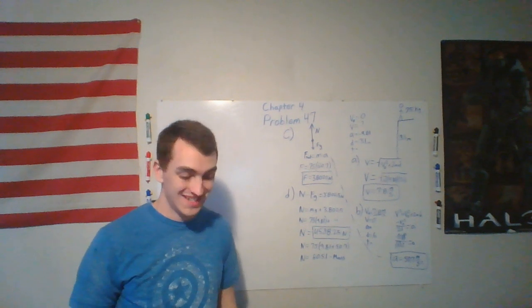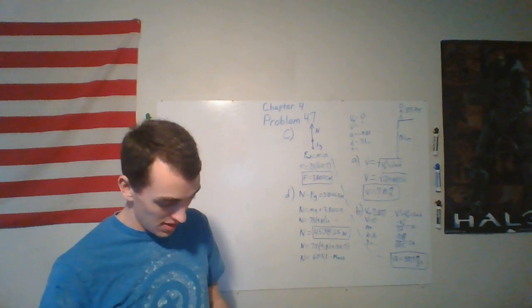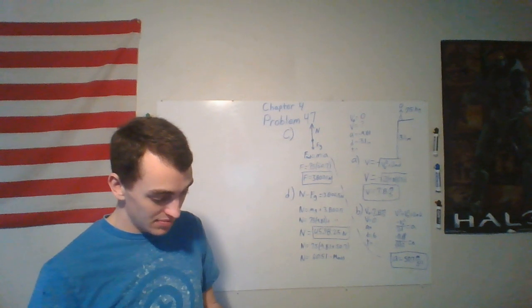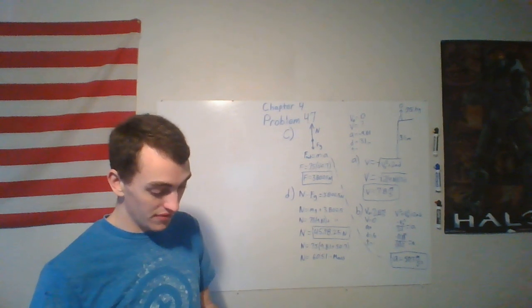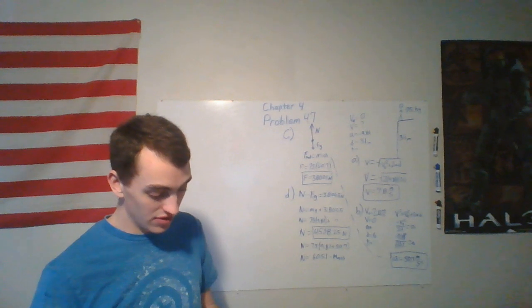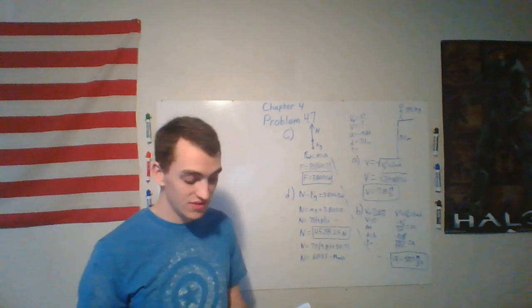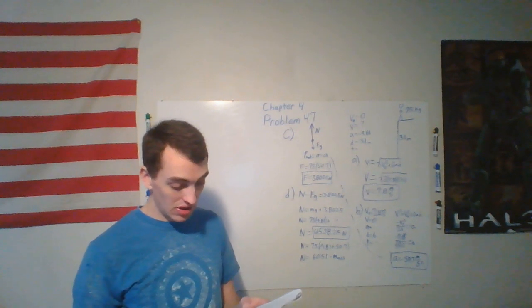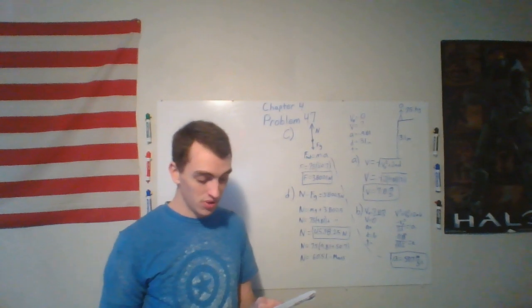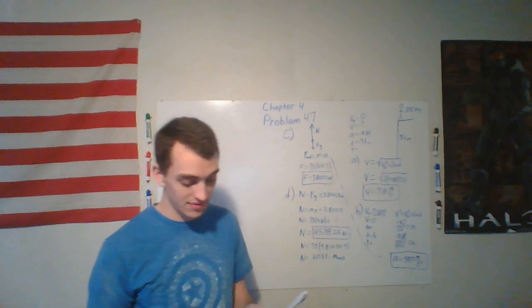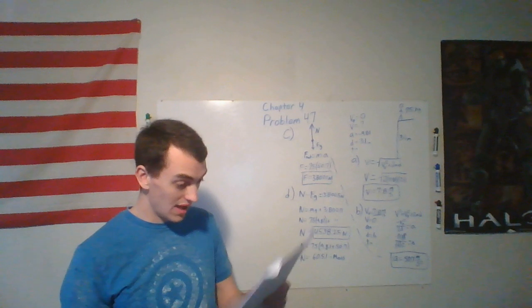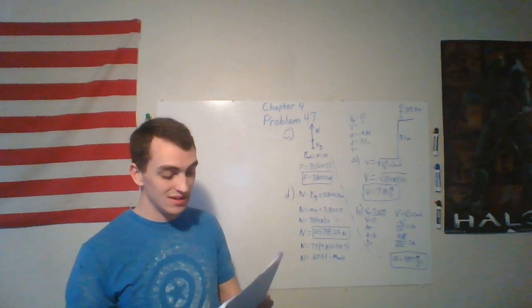Problem 47 reads, a 75-kilogram man steps off a platform 3.1 meters above the ground. He keeps his legs straight as he falls, but his knees begin to bend the moment his feet touch the ground. Treated as a particle, he moves an additional 0.6 meters before coming to rest. So, first, what is the speed the instant his feet touch the ground?